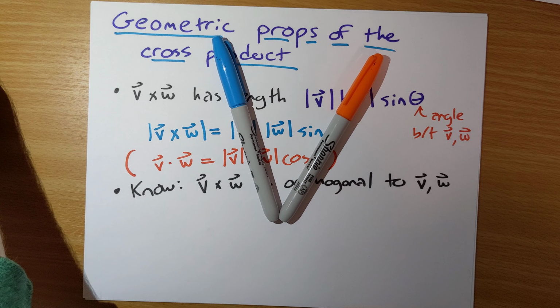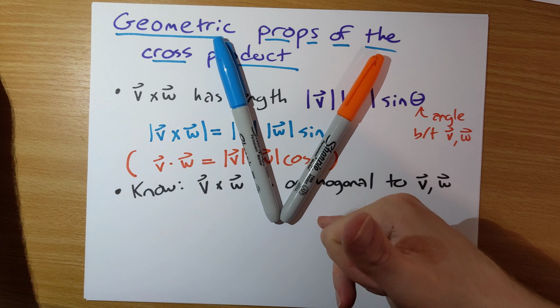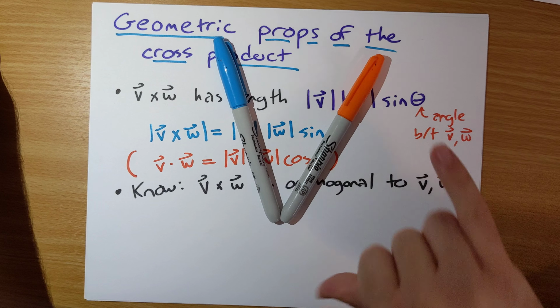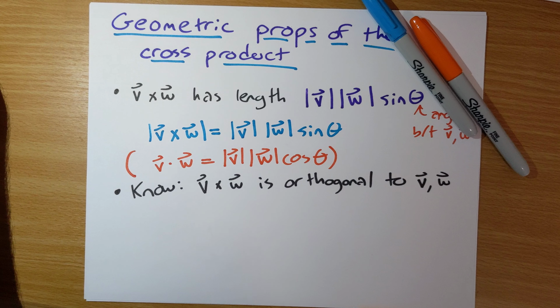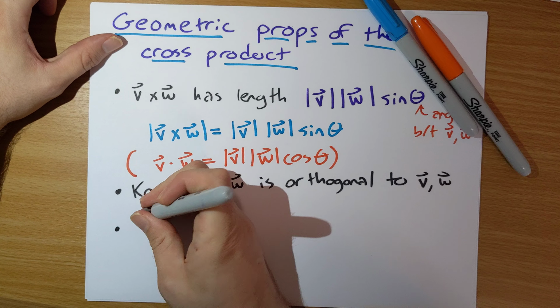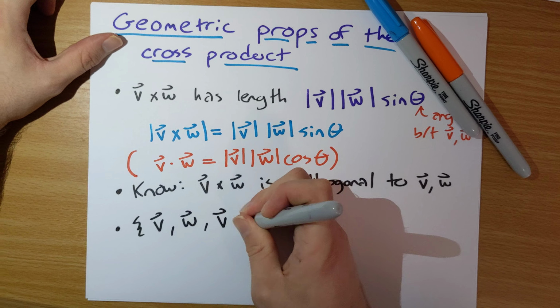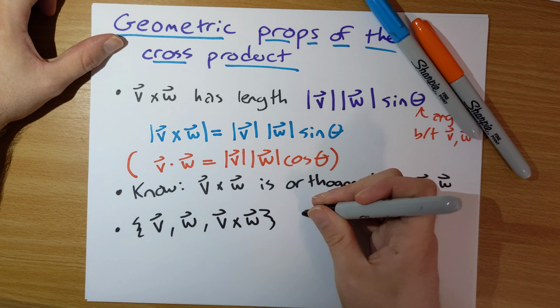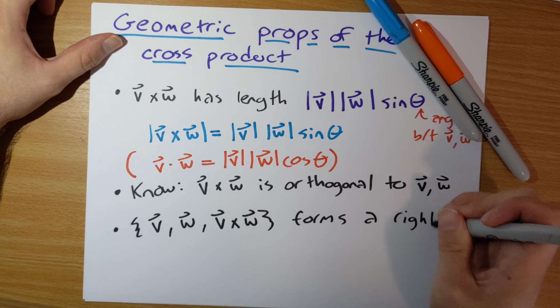And so the question is, if we have a particular length here, let's say length 7, is it length 7 going in this direction, or is it length 7 going into the table? And the answer to that is our final property here. V, W, and V cross W form a right-handed system.